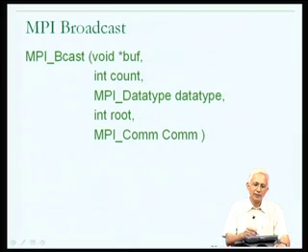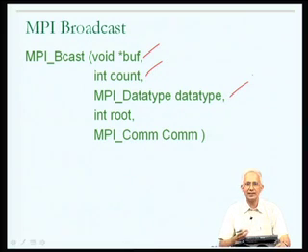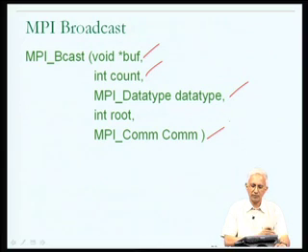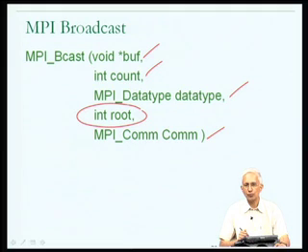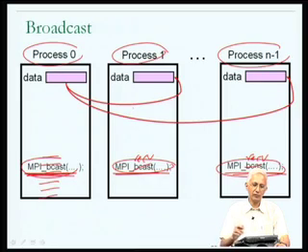We'll find that in addition to the buffer, count, and data type which were present in MPI Send or MPI Receive, and in addition to the communicator information which was also present in MPI Send or MPI Receive, there's one additional parameter which is called root. The root is basically the specification of which process contains the data that is going to be broadcast to the other processes. So in our example, the example which I'm referring to is this one. It is process 0 which is the root of the broadcast.